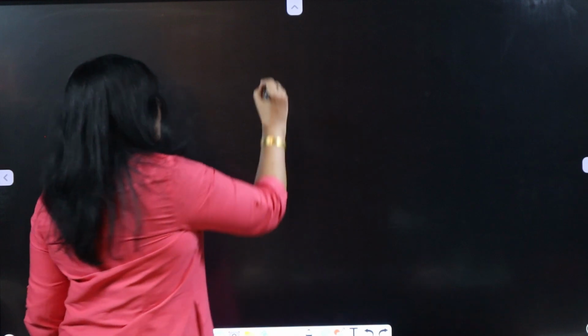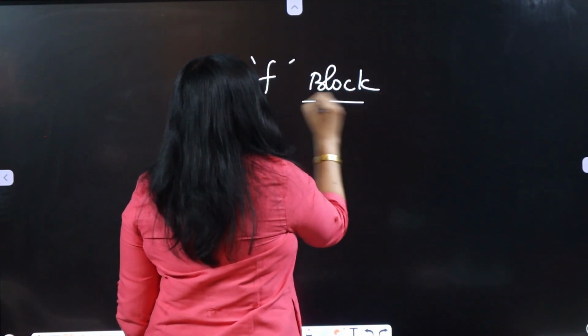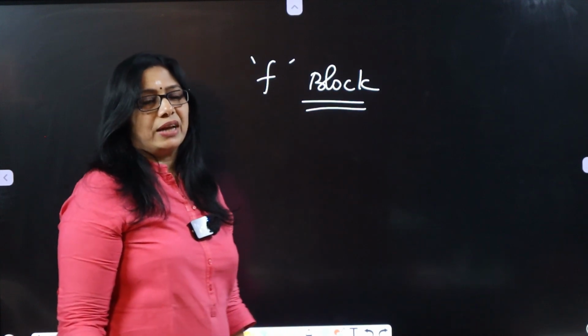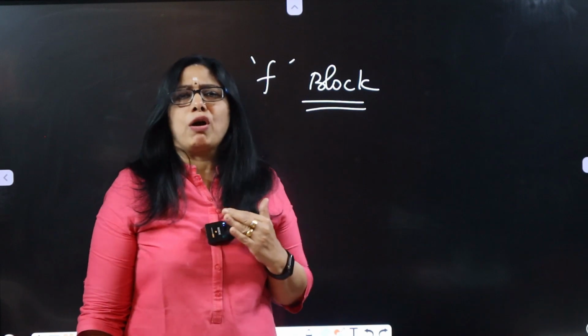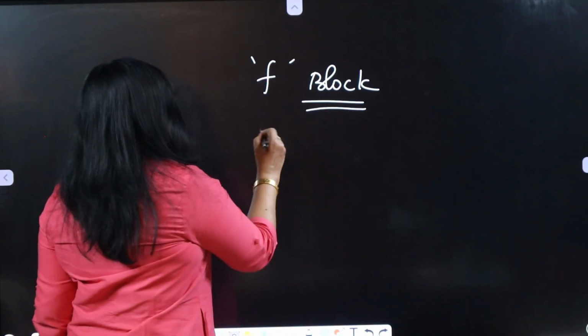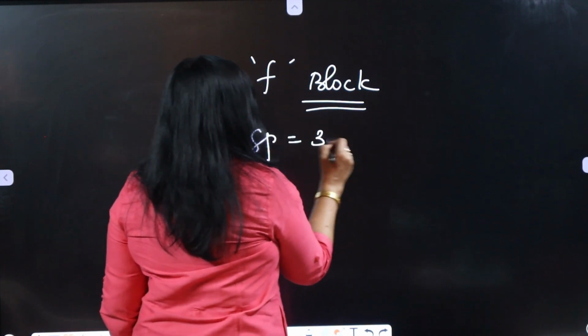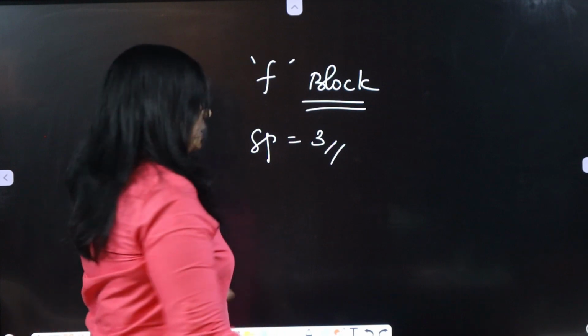Now, let's come to F block. For F block, we are not going to do any such calculation. We can get it very easily. All F block elements belong to group 3. So, no need of any calculation. They are all in group 3. Right. And what about their period number?